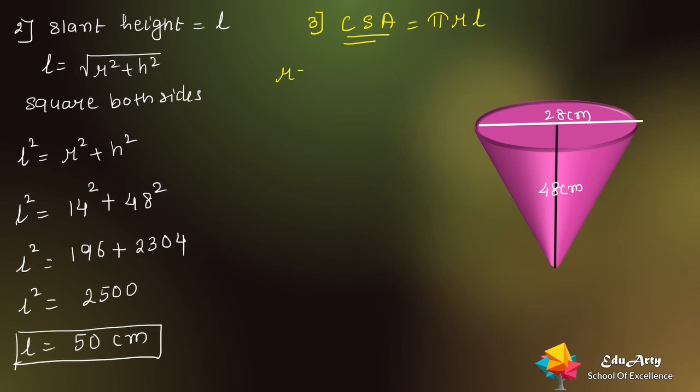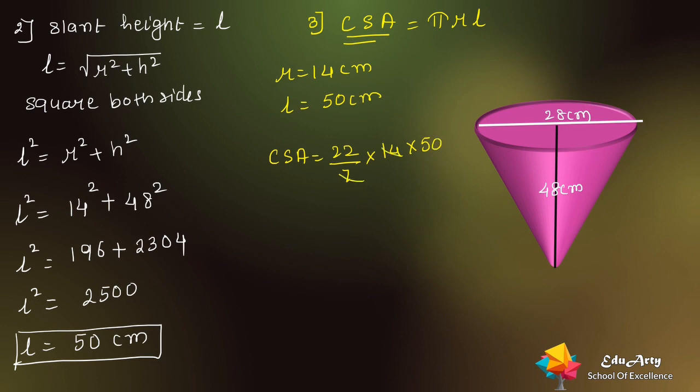सो वी हैव आवर रेडियस विच इज ऑलरेडी गिवन टू अस यस 14 centimeters, and now we have found out L which is equal to 50 centimeters. I want to take pi as 22/7. It suits me because I have 14 and I know that it can be cancelled. So CSA is equal to 22/7 into 14 into 50.